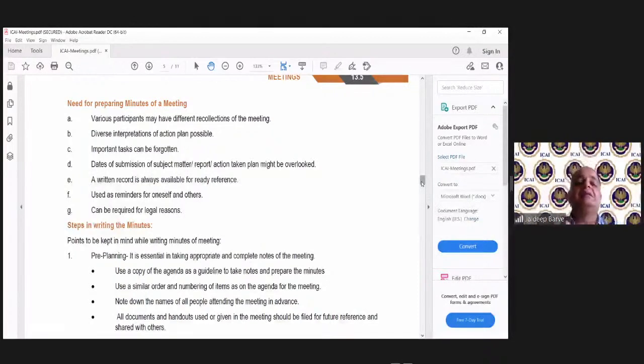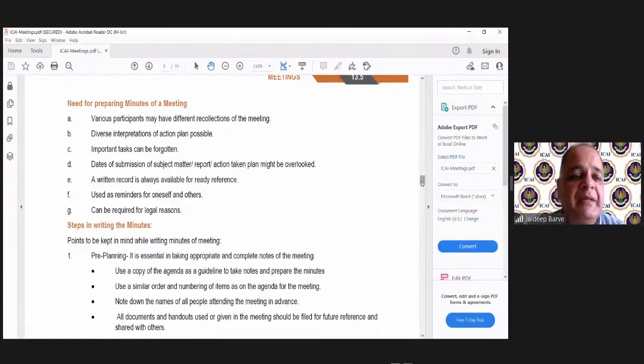Then minutes is a good return to a record. See, public memory is very short. Our human memory is very short. So whatever has happened, whatever was discussed, let's say 2 months back, 3 months back, you will forget. So for any ready reference, for any future times, if anyone wants to go through what was the purpose of the discussion, what points were discussed, what debate was done, was there a new idea discussed, was an agreement reached, this written record will always be available for ready reference.